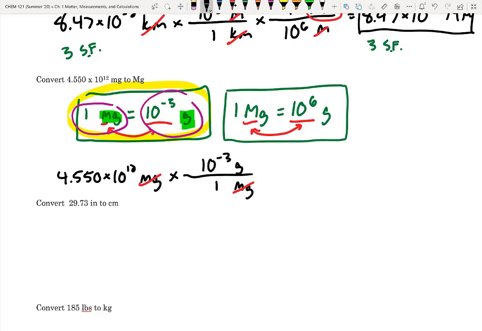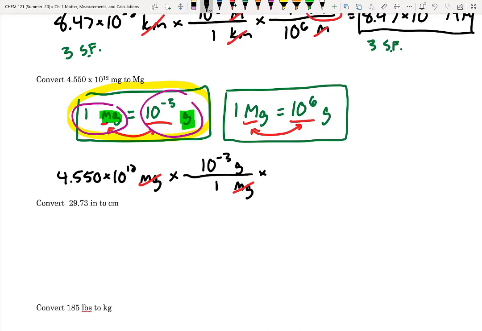What I normally recommend is don't try to do all your conversions in one step. Oftentimes it's easier to go to your base unit and then back out to your desired unit. So in this case, we're converting to our base unit, which is grams. And then once we get to grams, we can back out and try to find our way to milligrams. Okay. Yep. Good question. Thank you.